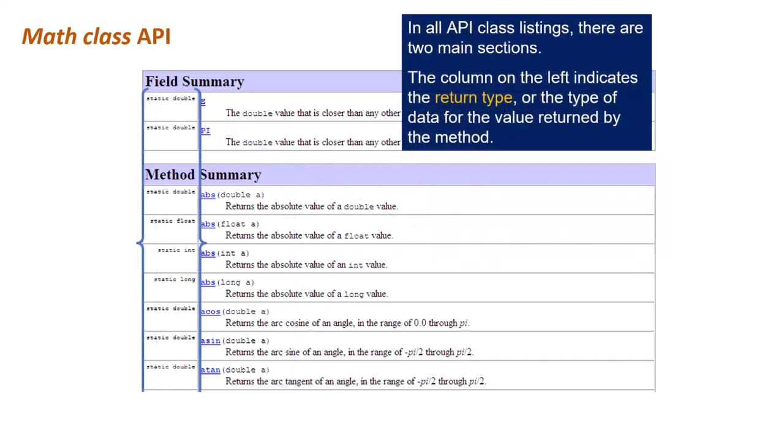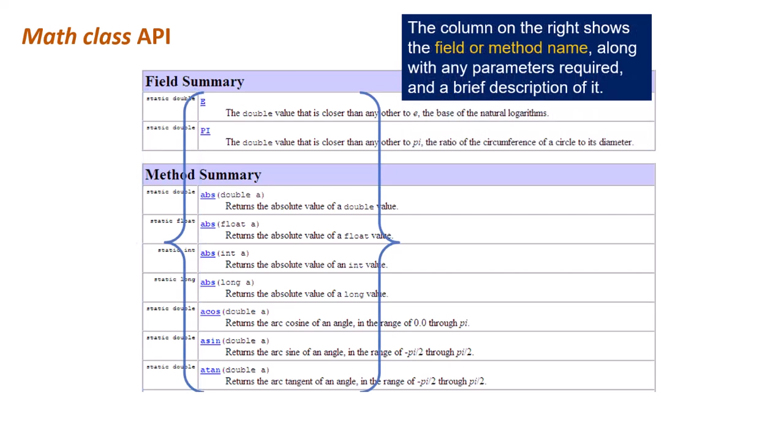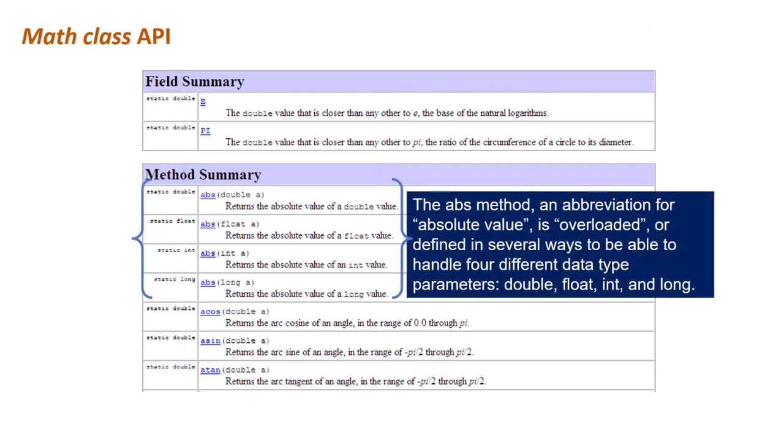In all API class listings, there are two main sections. The column on the left indicates the return type, or the type of data for the value returned by the method. The column on the right shows the field or method name, along with any parameters required, and a brief description of it. The abs method, an abbreviation for absolute value, is overloaded, or defined in several ways, to be able to handle 4 different data type parameters: double, float, int, and long.